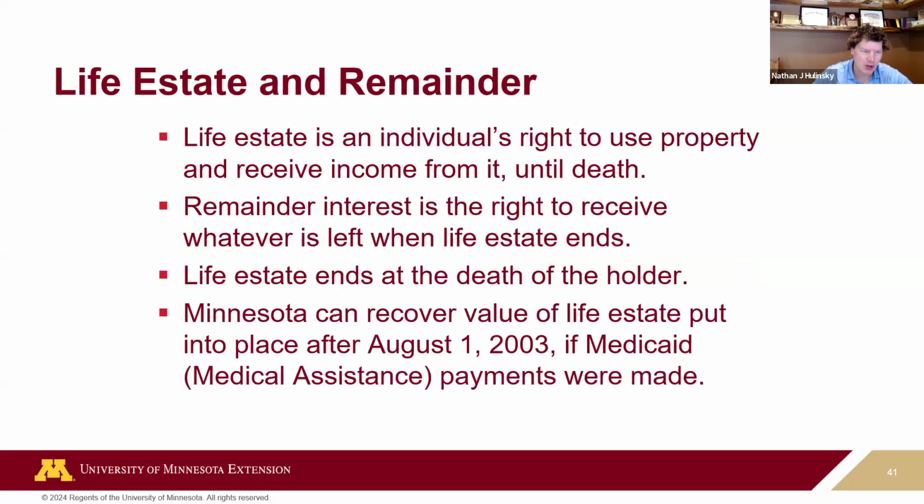Another ownership type here is life estate and remainder. Life estate is an individual's right to use property and receive income from it until death. There are some rules that go along with this. The remainder interest is the right to receive whatever is left when the life estate ends. Whoever the remainder is, whether that's the kids, grandkids, or another entity or person, the life estate ends at the death of the holder.